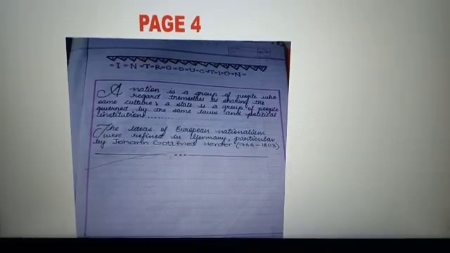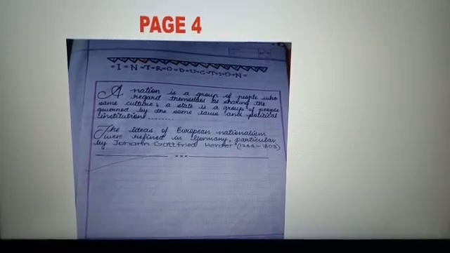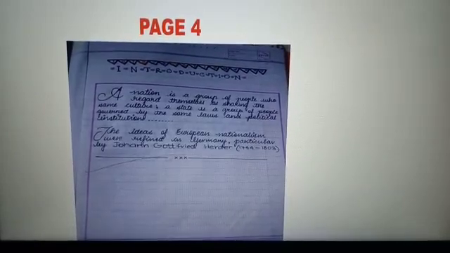Then the introduction. You have to introduce your project in 4 to 5 lines, not more than that. And children, you have to use only color pencils. You are not going to use sketch pens for decorating your project.